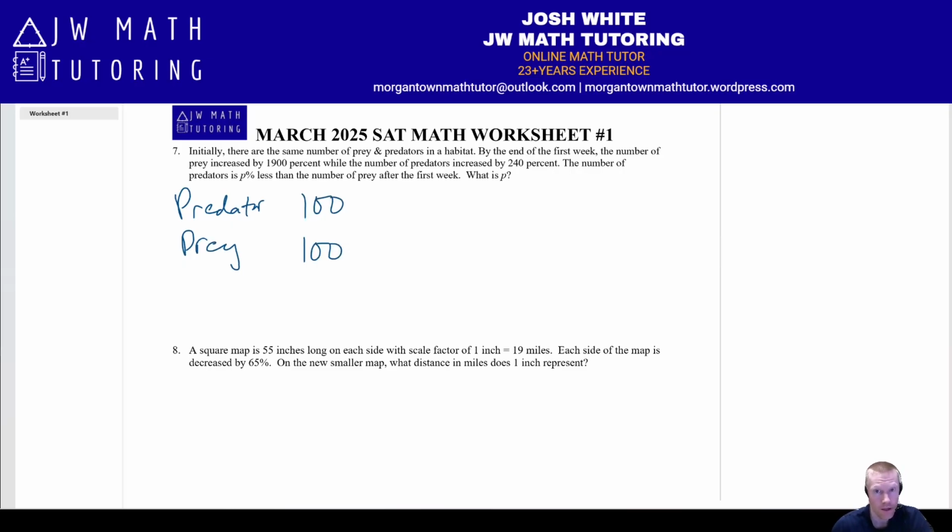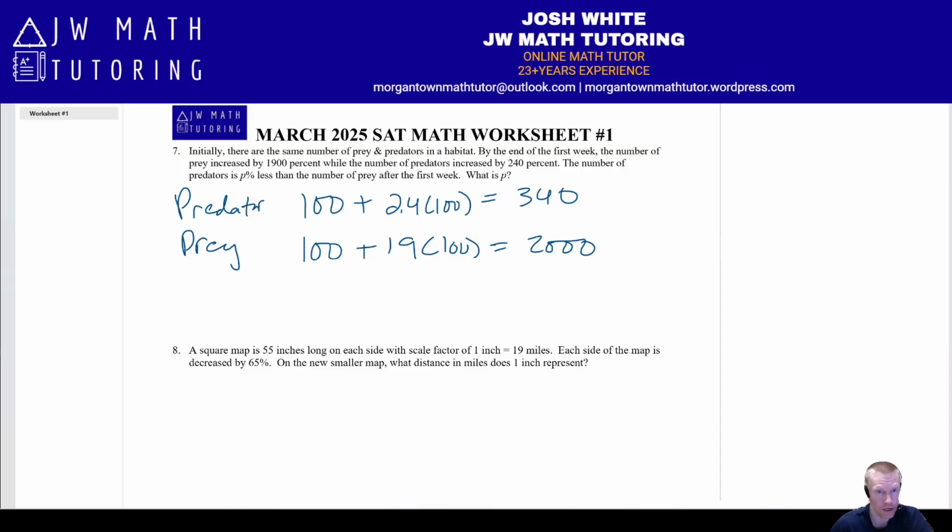Okay? The predators increased by 240%. So that means we're adding 2.4 times the initial amount of 100. The prey increased by 1900%. So that means we're adding 19 times 100. So our new values after the end of the first week are 340 predators and 2,000 prey.